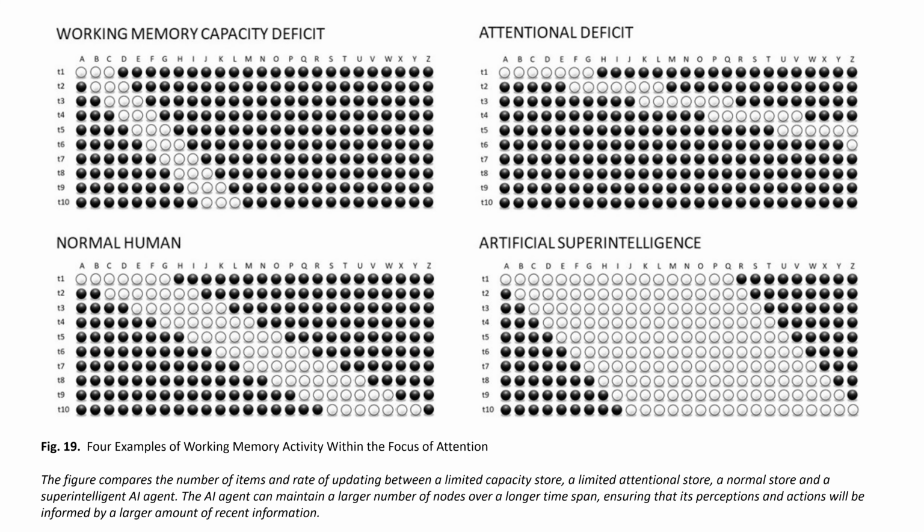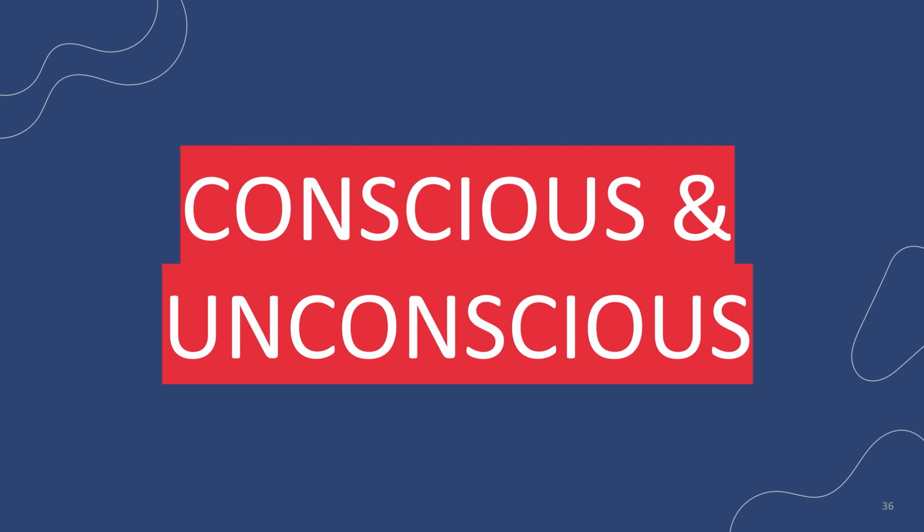This shows how the AI's attentional window could be expanded to increase its capabilities. Here in the top left, you see a human with a working memory capacity deficit. To the right of it, an attentional deficit. The bottom left is a normal human, and the bottom right shows an artificial superintelligence.